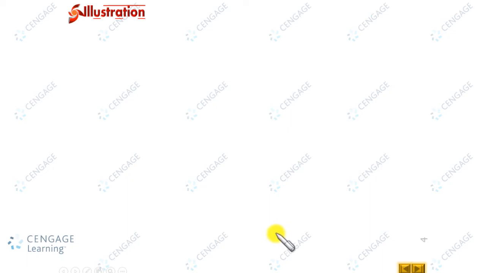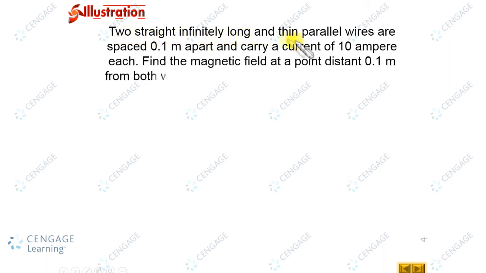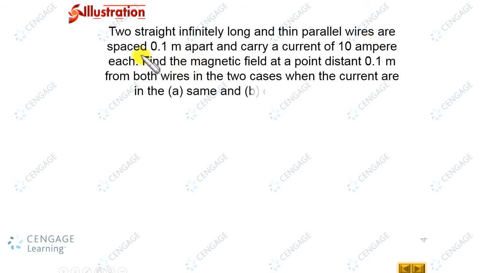So let us take illustration number 1. In this illustration, we are given two straight, infinitely long and thin parallel wires spaced 0.1 meter apart and carrying a current of 10 ampere each. Find the magnetic field at a point at distance 0.1 meter from both wires, in two cases: when the current is in the same direction and opposite direction. In both cases we need to find the magnetic field at this point.